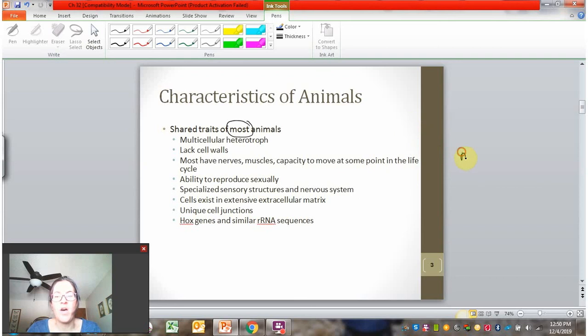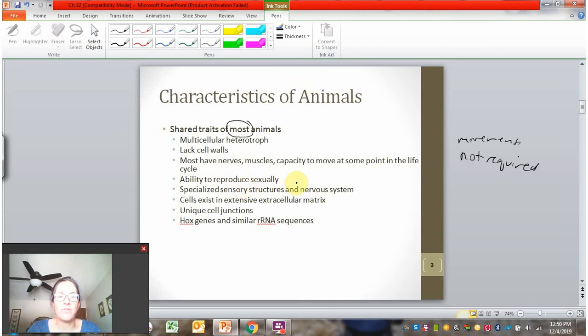But remember that movement is not required to be an animal. So this is probably one of the biggest areas of confusion, because we associate animals with movement, and many animals do move, we think that all animals have to move. But in fact, many animals will have non-mobile parts of their life cycle, or they might spend most of their life not moving. Okay, so just keep that in mind.